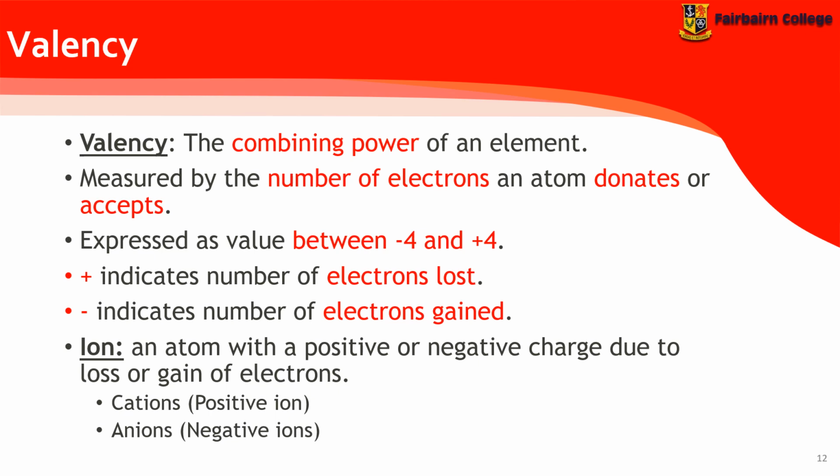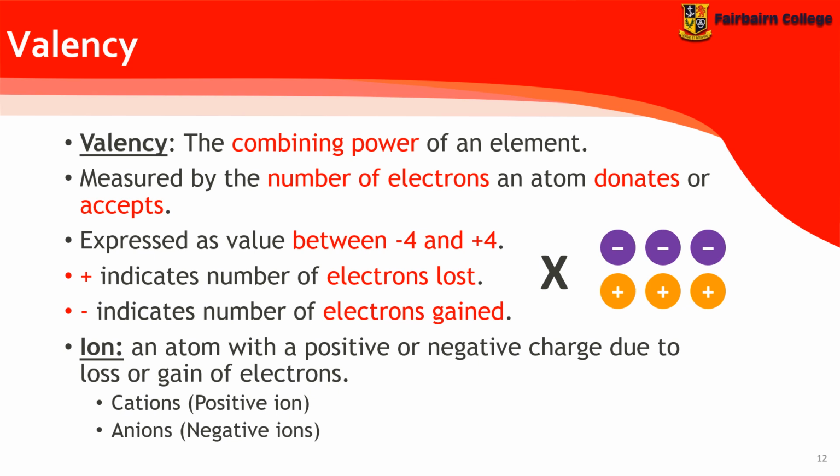A positive valency indicates electrons lost, while a negative valency represents electrons gained. For example, if we look at an atom X, which has 3 protons and 3 electrons, it would be neutral as the positive and the negative charges cancel each other out.